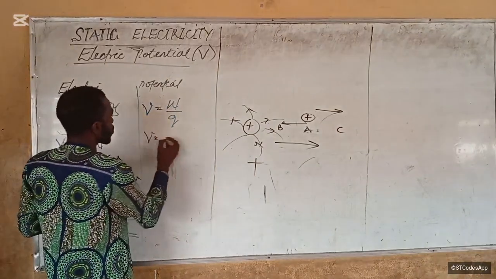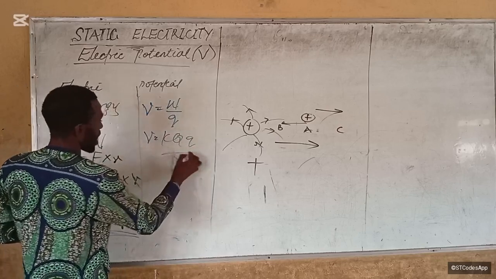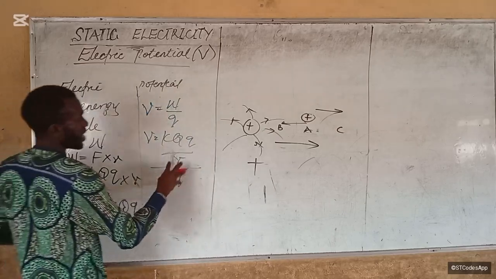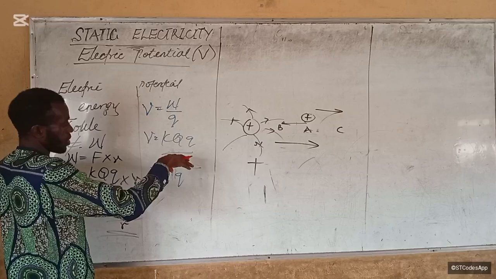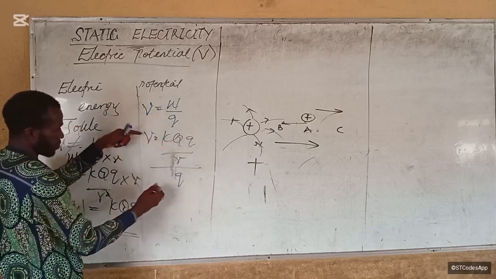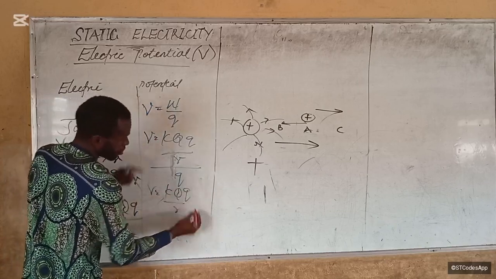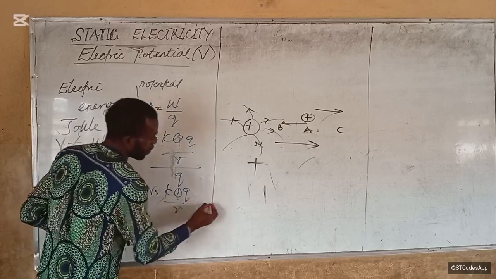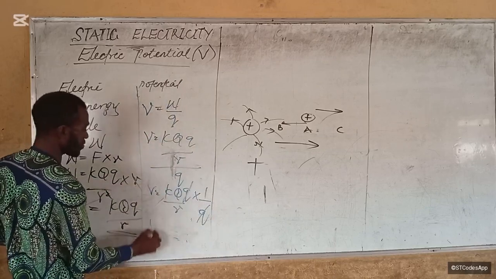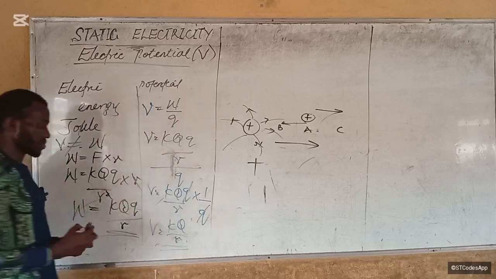So we say that V will be equal to W over Q. What is W? W is KQQ over R, isn't it? So all of this over Q. When you are dividing by a whole number, this will go under, because you are dividing a fraction. Then we have V equal to KQQ over R, divided by Q over 1, so times 1 over Q. Q takes care of Q. So V will be equal to KQ over R. Is that okay?